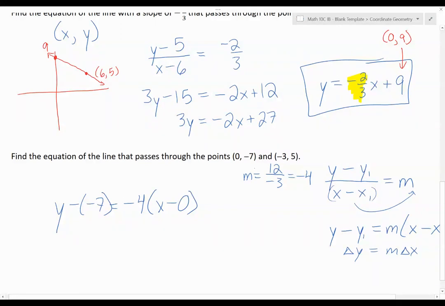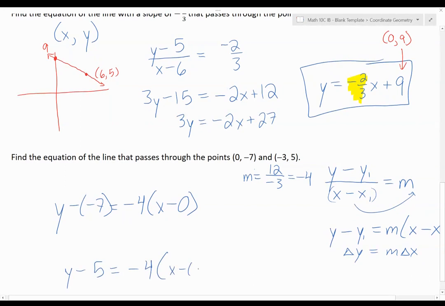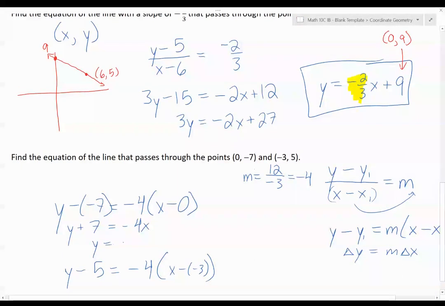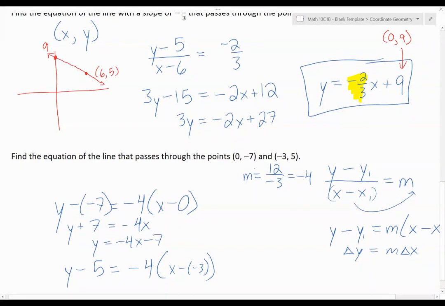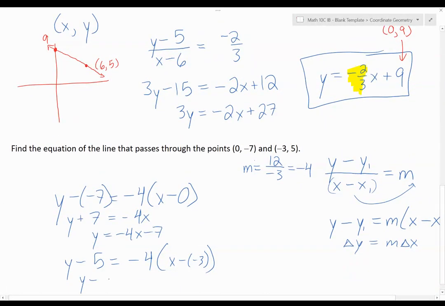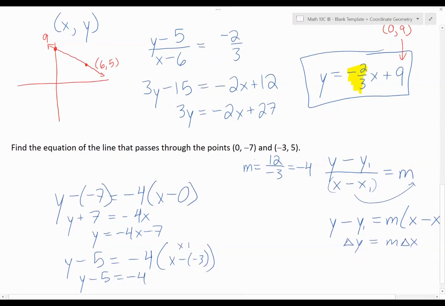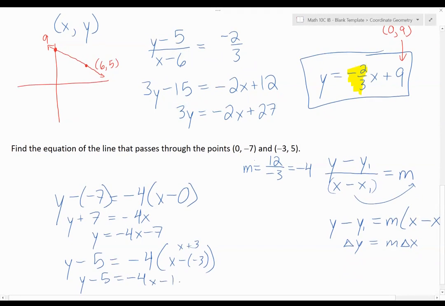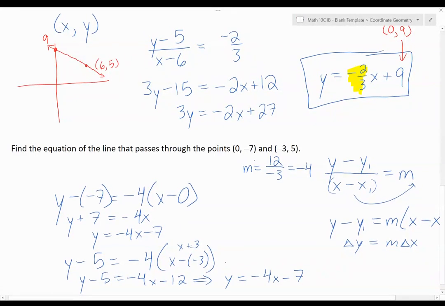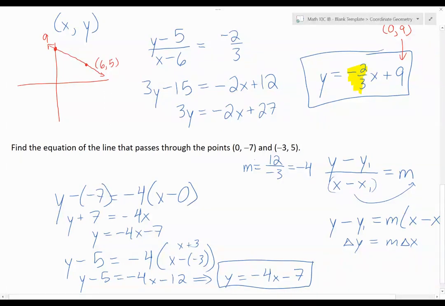Or I could have used the other point. I could have done y minus 5 equals -4 times x minus -3. Either one of these will give me the same thing. So I get y plus 7 equals -4x, which means y equals -4x minus 7. Or in this second case, y minus 5 equals -4 times x plus 3. So -4x minus 12, which if I add 5, y equals -4x minus 7. So it doesn't really matter which point I use. Either one of them is going to give me the exact same thing.